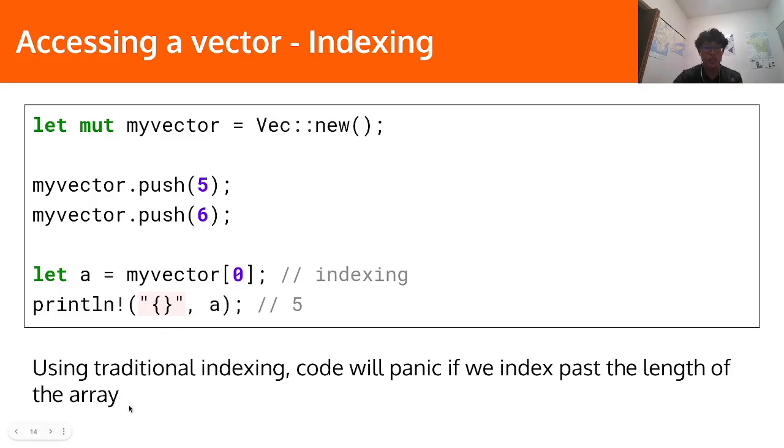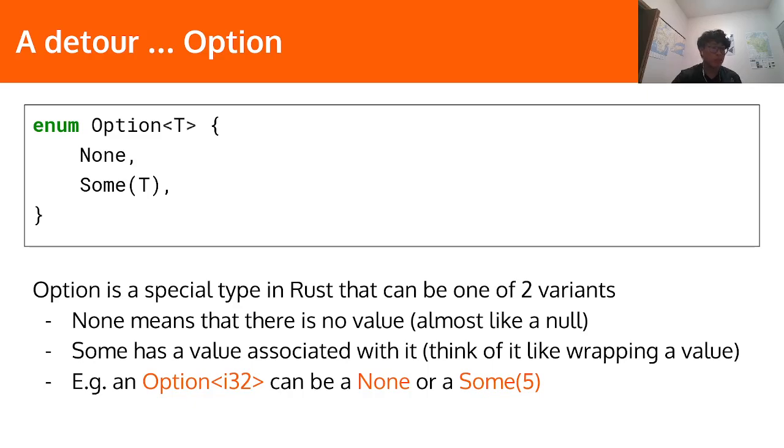So using traditional indexing like this, where we give the index in the square bracket, the code will actually panic if we index past the length of this array, and we will give a demonstration of this in the code demo later. But there is actually a safer way to do this. But before we do that, I need to go on a detour and introduce this thing called an option.